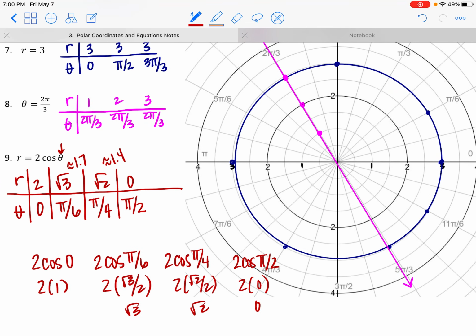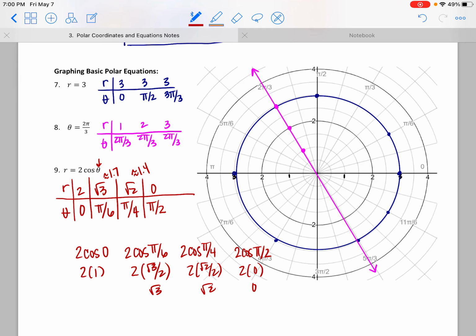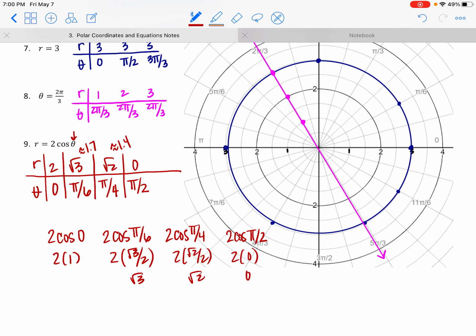And let's start to make the picture and see what's happening here. Okay? So an angle of 0 and a radius of 2, that's going to be right here. And then an angle of pi over 6 and a radius that's about 1.7-ish. It's going to be like around here. And then an angle of pi over 4 and a radius of 1.4 is going to be a little lower than that.